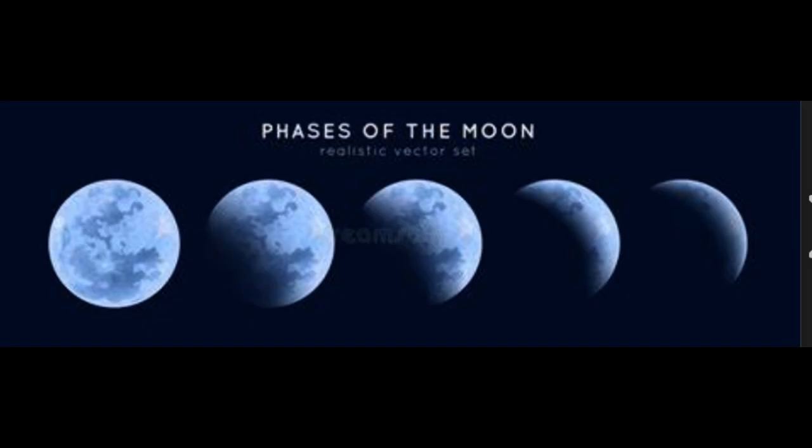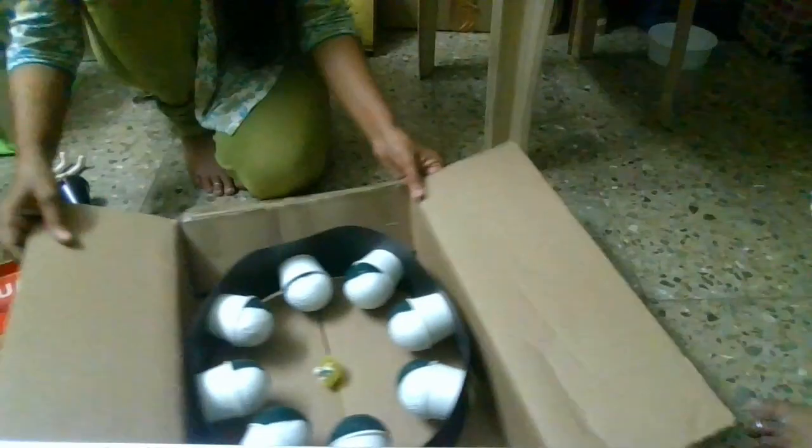The different shapes of the moon that we see at different times of the month are called the moon's phases. Let's learn about it using a model today.